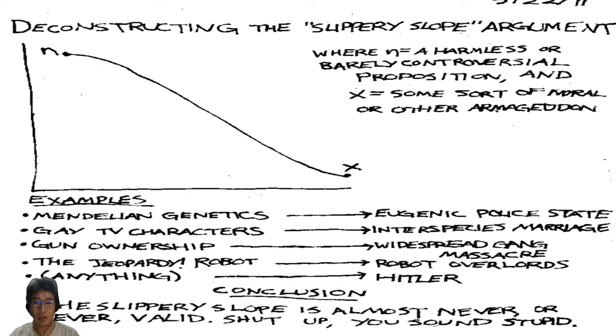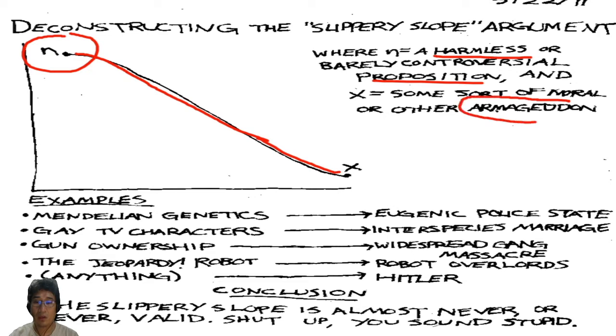So here's another illustration of the slippery slope argument. Let's check the variable N here. N stands for a harmless or barely controversial proposition. Ibig sabihin, the argument will start with a harmless proposition, and then it would include a series of propositions that would lead to a harmful proposition, or would lead to Armageddon, or to yung total apocalypse. So may exaggeration dito like the strawman, but in this case it would show you a series of events that would cause the harmful proposition.